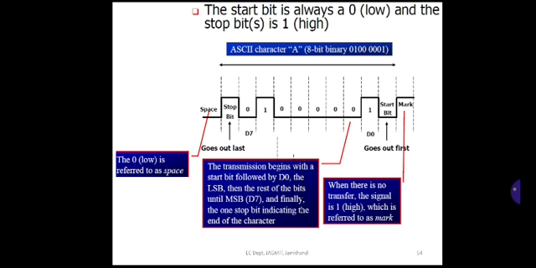And the 0, that is this side, other end, low, is referred to as a space. The 0 is referred to as space. So whenever there is no transfer, these mark and space are used. Again notice the transmission begins with a start bit.